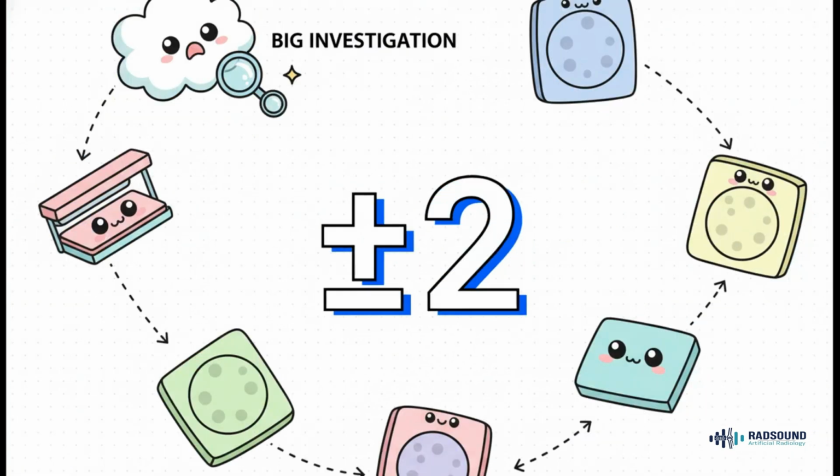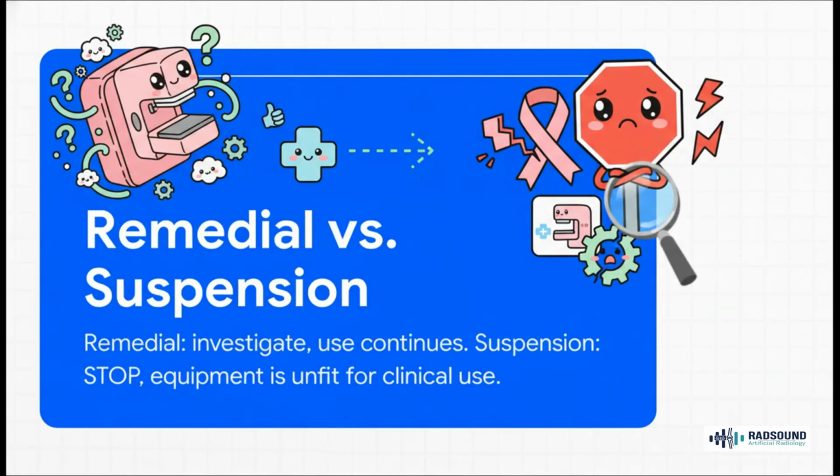And when it comes to image quality, look how sensitive this is. A change of just two threshold groups on the contrast detail phantom is enough to trigger a remedial action. It just goes to show how closely we have to monitor the system's ability to see those faint, fuzzy objects. So let's be crystal clear on what these mean. Remedial level is your yellow flag. Something's a little off, we need to figure out why, but we can carefully keep using the machine.